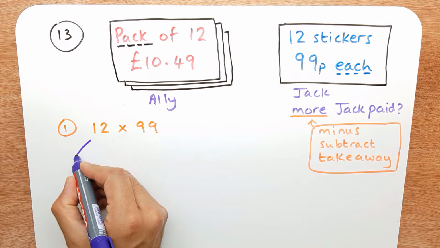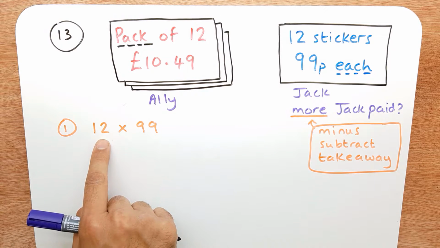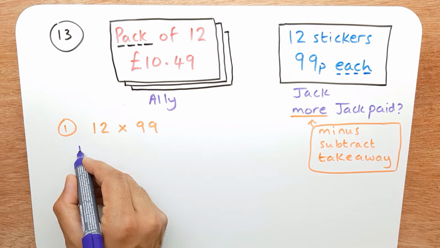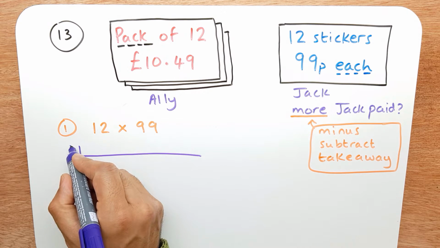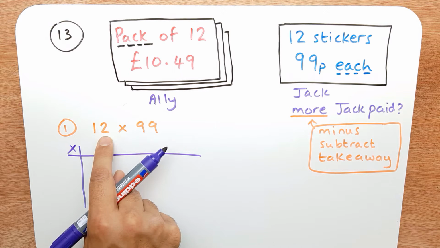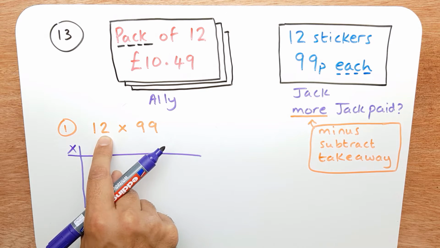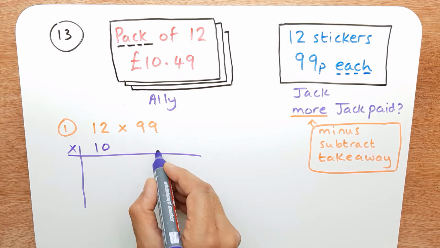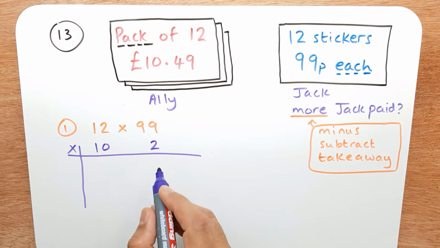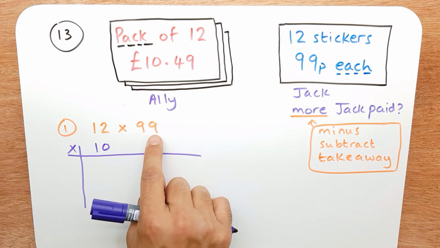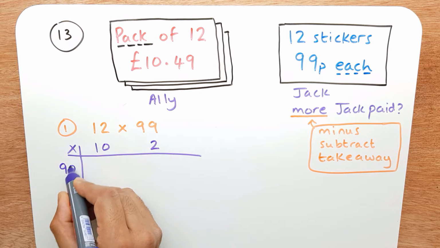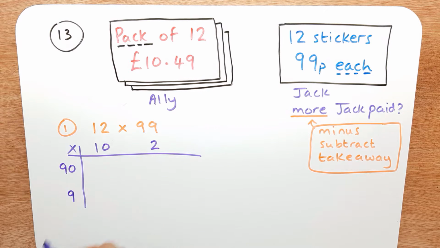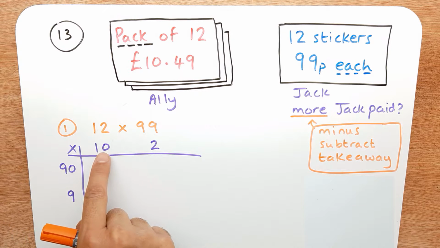Now there's two ways of doing this. Now let's do this using the grid method. So let's draw our grid and put a times there. And let's split this 12 up, or partition it into 10 and 2. And this 99, we can partition it or split it up into 90 and 9. Right, with this question, it's 90 times 10.